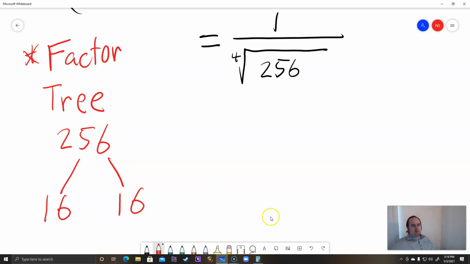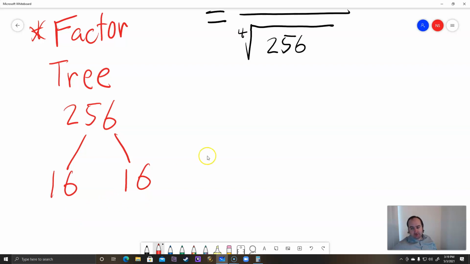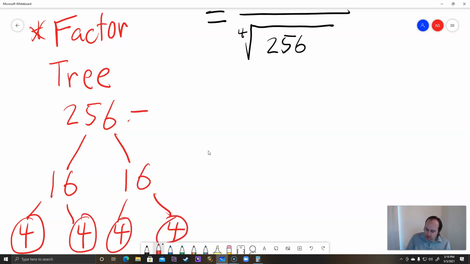All right, and then with your factor tree, the idea is you want to go all the way out until you have a total of 4 factors, because we want to cancel out the 4th root. So we're going to factor each of these 16s as 4 and 4. Each one of those factors as 4 times 4. That means 256 is the same as 4 times 4 times 4 times 4. So that's 4 to the 4th power. 256 is 4 to the 4th power.